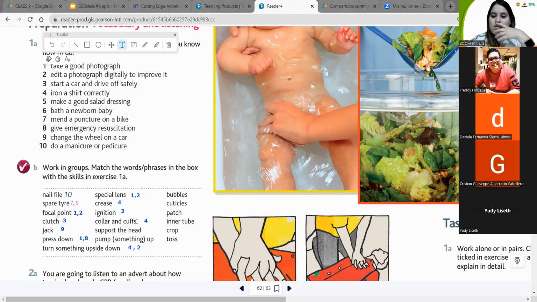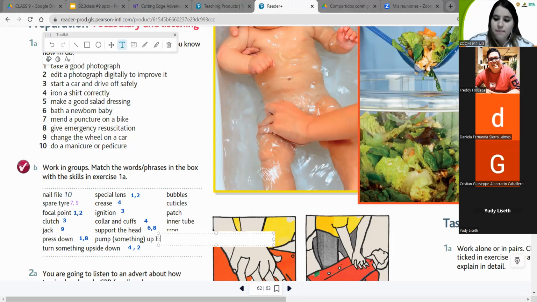Support the head. Emergency resuscitation. Number 6 and number 8. Yes. So, bathe a newborn baby. If you bathe a newborn baby, you need to hold the head, support the head. And also if you are giving an emergency resuscitation, of course, put something up or pump up. Pump up.